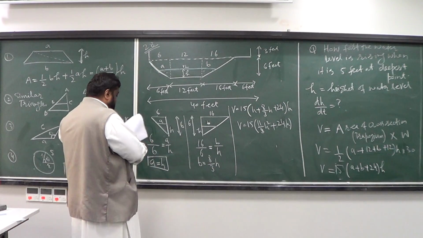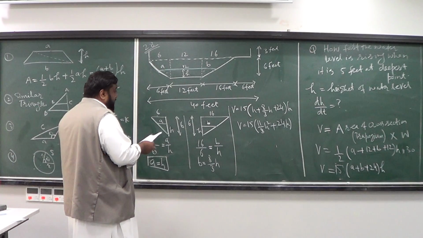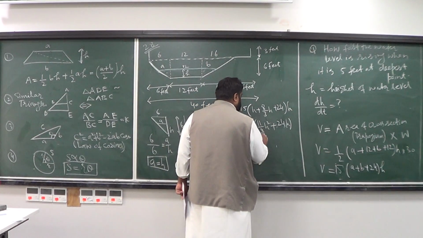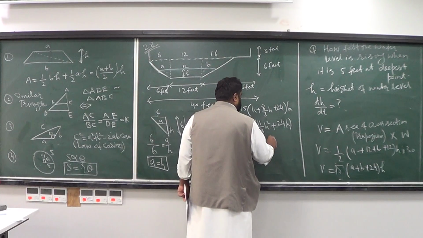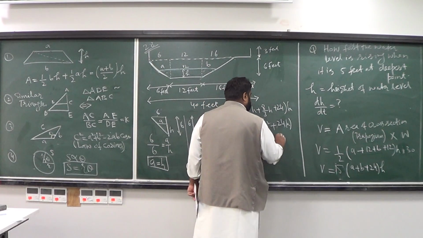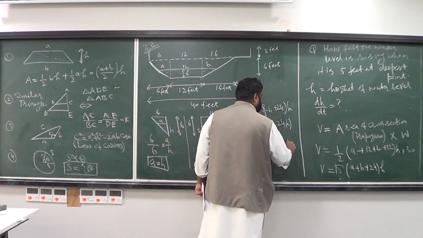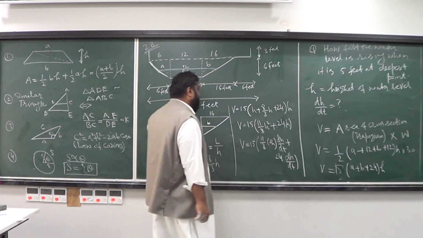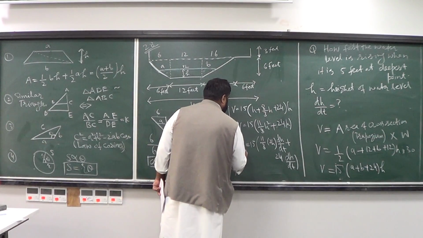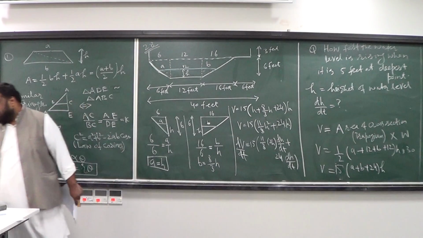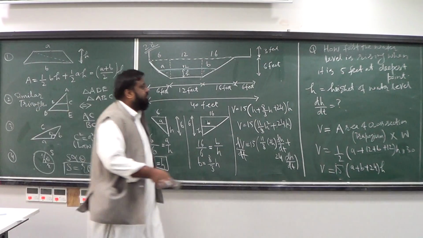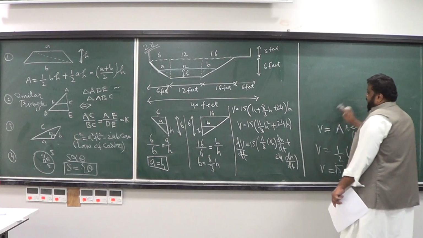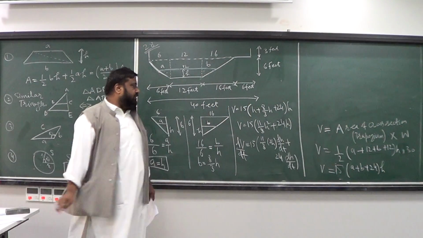Let's differentiate both sides. When you differentiate both sides, V is 15 times 11 upon 8H, so this is going to be 2H times dH upon dt plus 24 times dH upon dt. This is going to be dV upon dt. Once you have this, you have almost solved the problem. Why? Because now you can express dH by dt in terms of dV by dt.